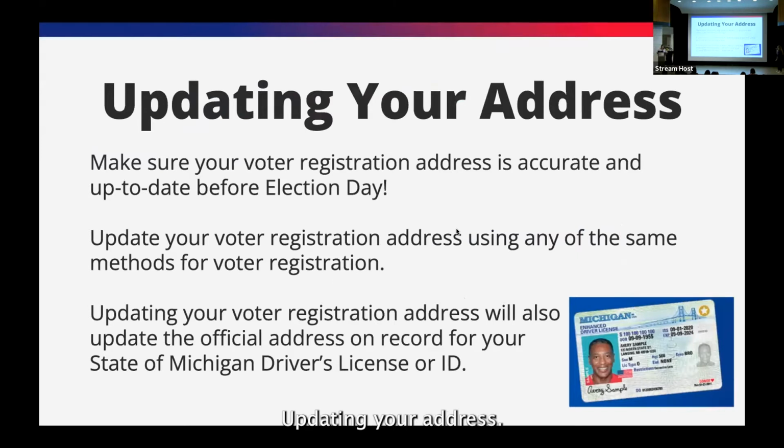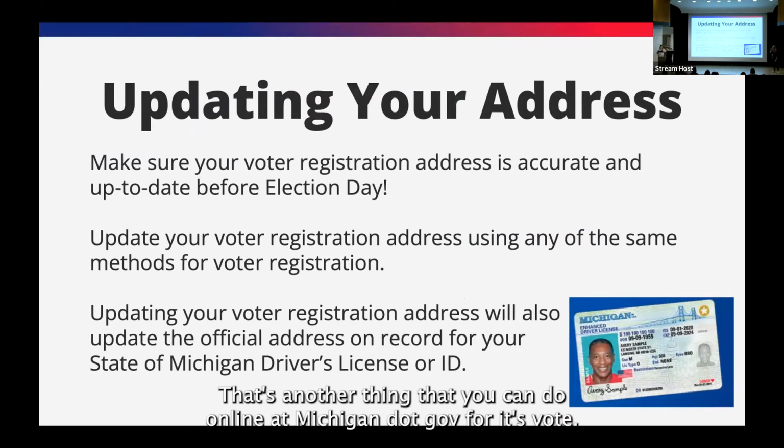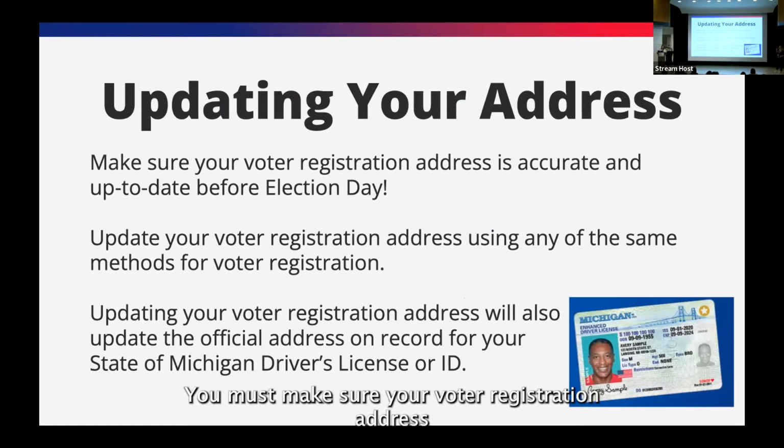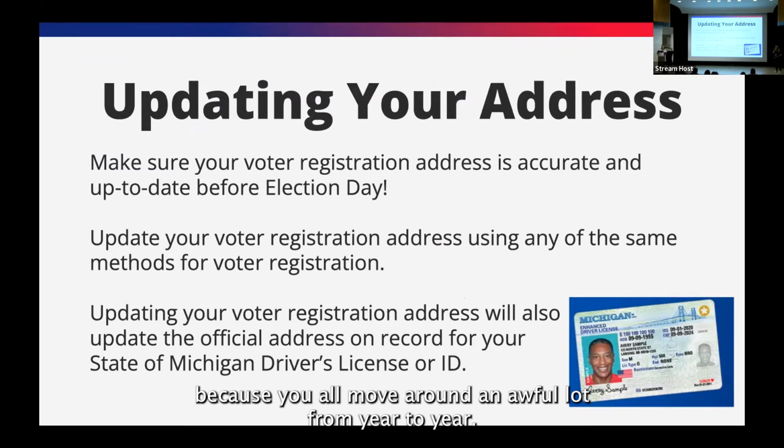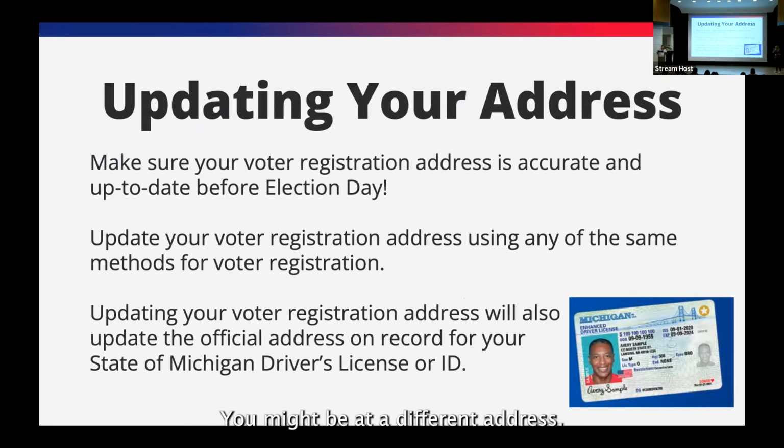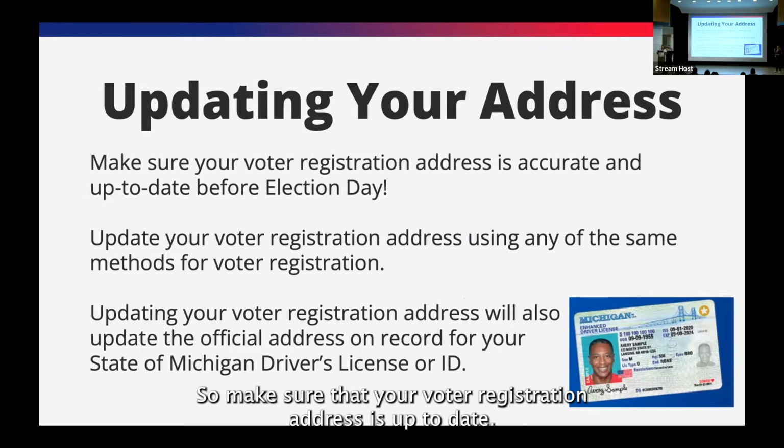All right, updating your address. That's another thing that you can do online at michigan.gov/vote. You must make sure your voter registration address is accurate and up to date before election day. This is highly applicable to students because you all move around an awful lot. From year to year, you might be at a different address. So make sure that your voter registration address is up to date. You can just do that online.